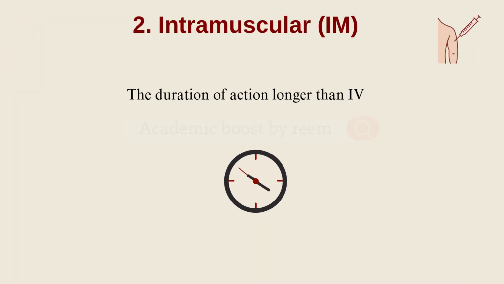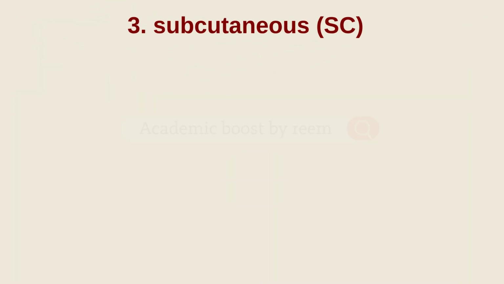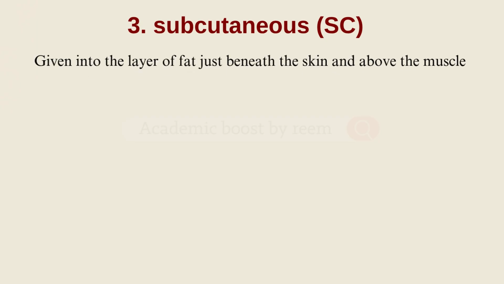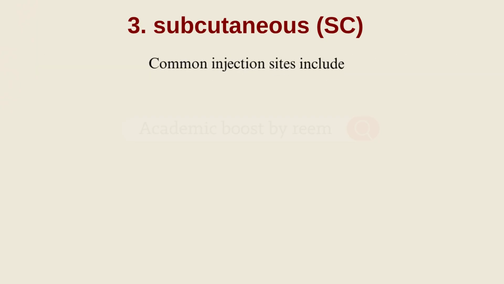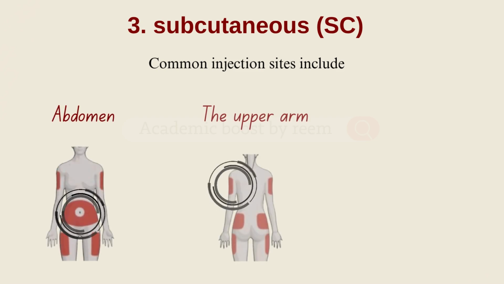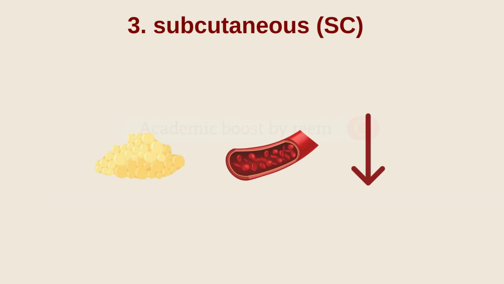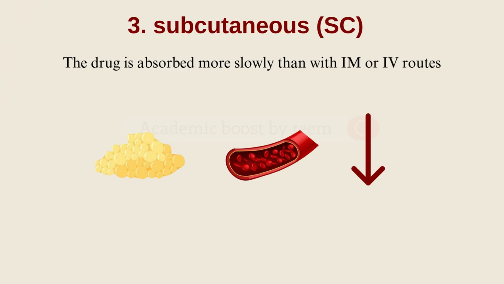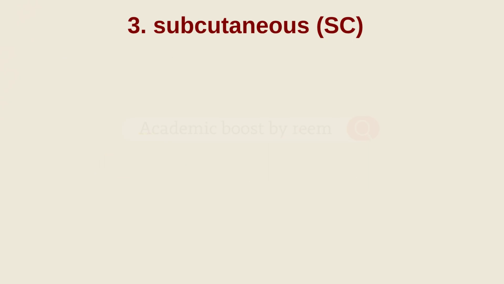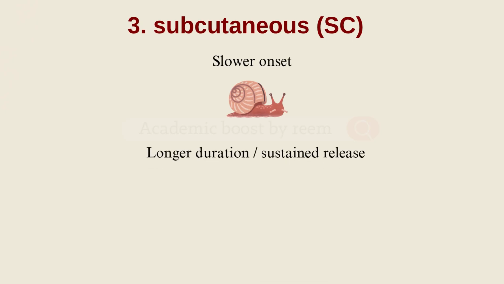Now let's talk about subcutaneous injection or SC. These are given into the layer of fat just beneath the skin and above the muscle. Common injection sites include the abdomen, the upper arm, or thighs. Because there's less blood flow to the fatty tissues, the drug is absorbed more slowly than IM or IV routes. That means a slower onset of action but a longer duration.